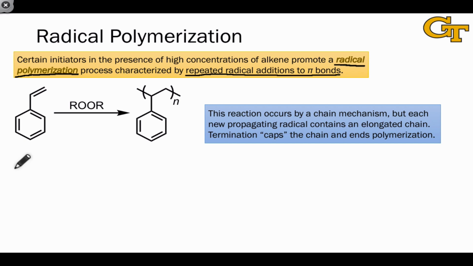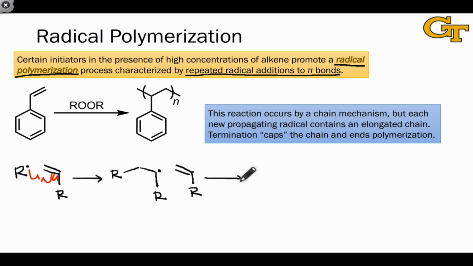In general, the process works like this. We have some radical, R dot, which may be an initiator radical or an alkyl radical, that engages with a molecule of alkene to generate a new radical, and this occurs through a radical addition process. Note the selectivity here for the more substituted radical. Once this radical is formed, as soon as it bumps into another molecule of alkene, it can engage in the same radical addition process, again with Markovnikov selectivity, leading to the formation of a new secondary radical.